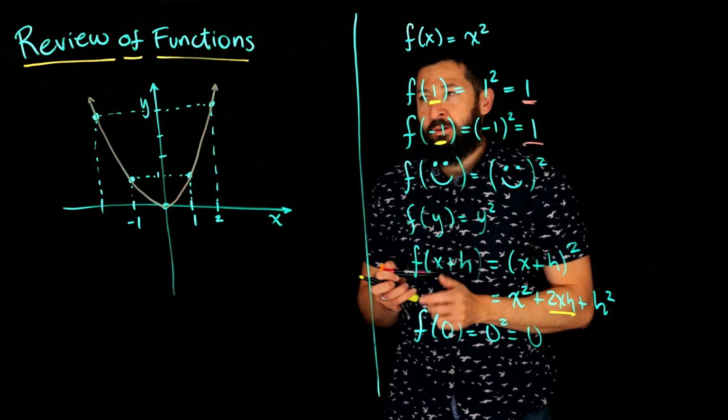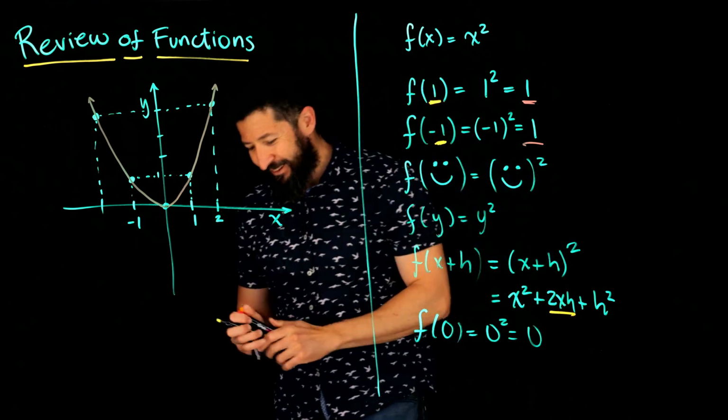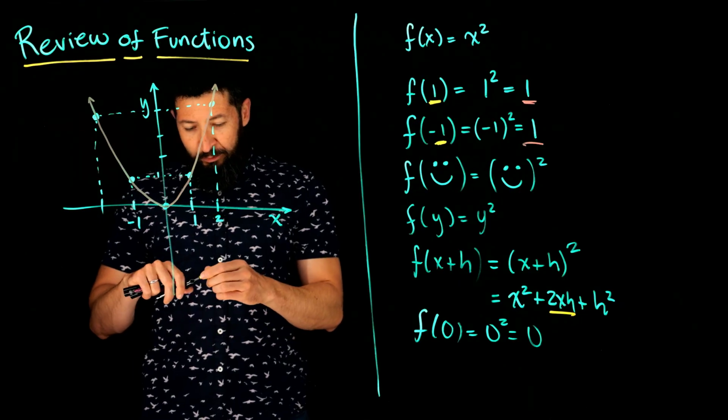So let's go back to what we said. Oh, it's crooked. Oh, well, it's okay. No, it's your phone. Just rotate your phone a little bit.